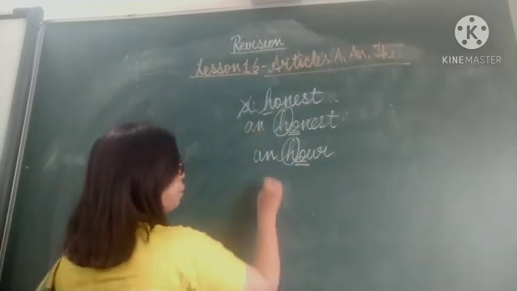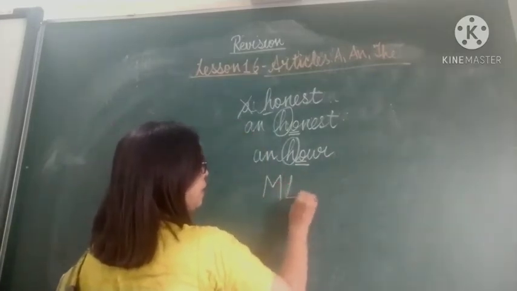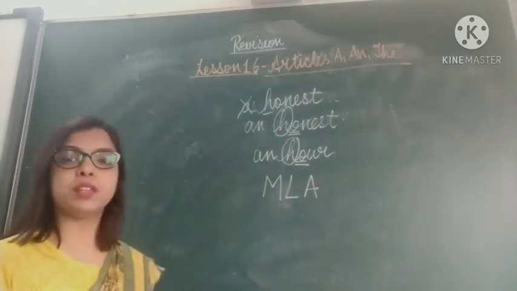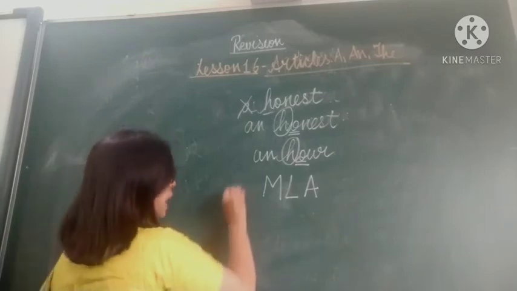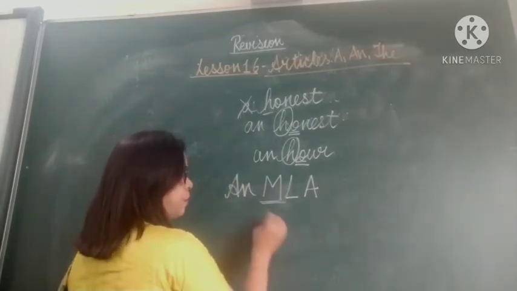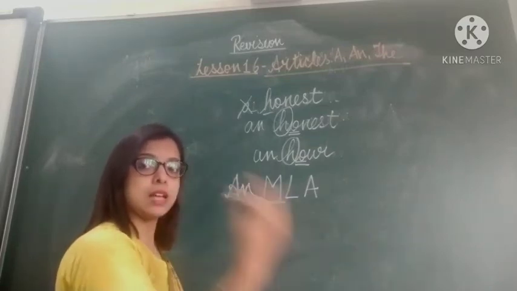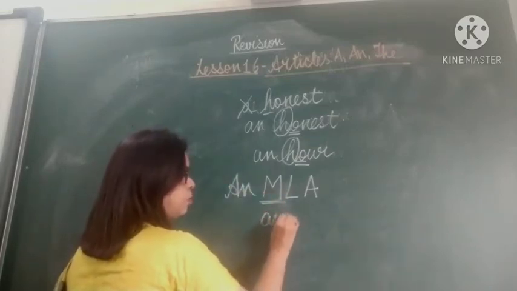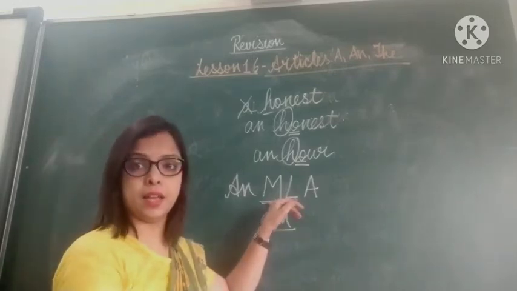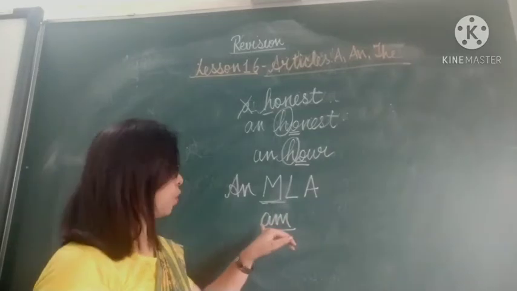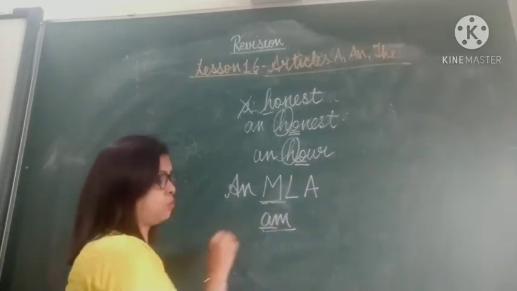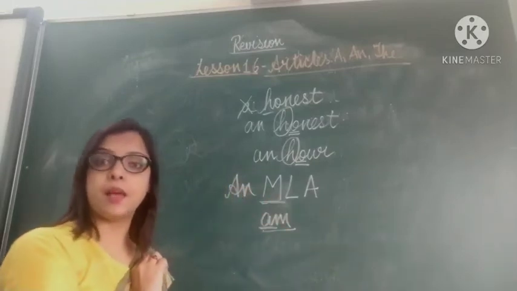If I take the example of MLA, M-L-A, Member of Legislative Assembly. So see, it is starting with M, but still we write an MLA. Why children? Because if you say the sound of M, it is like this, no? Em. It is not like Malay. It is MLA. So EM is coming. So that is why it is giving the vowel sound. That is why we write an MLA.